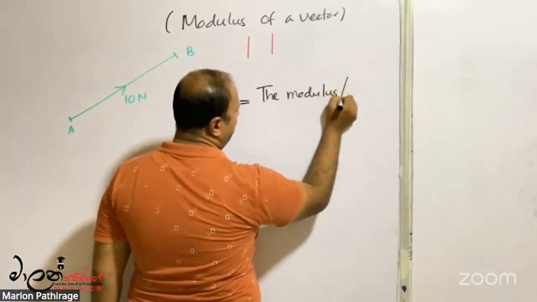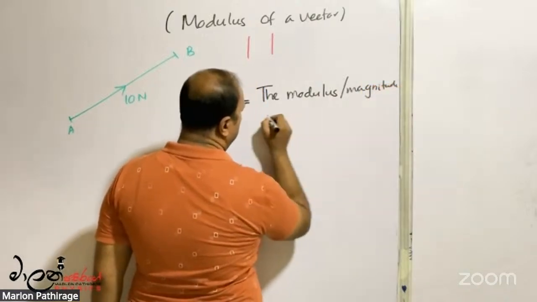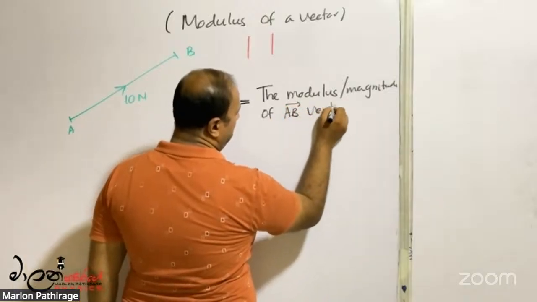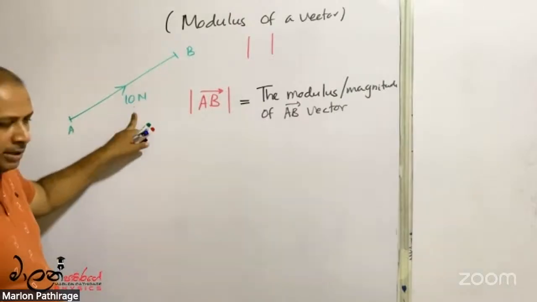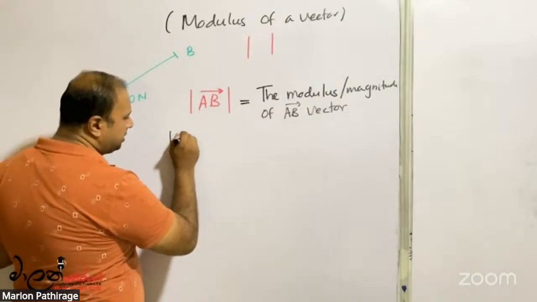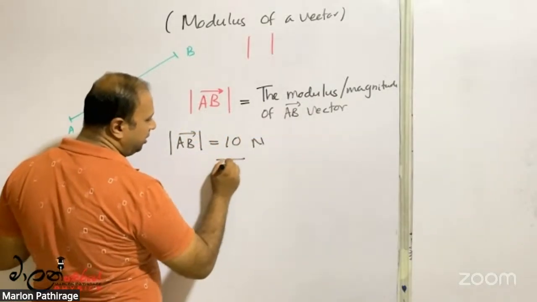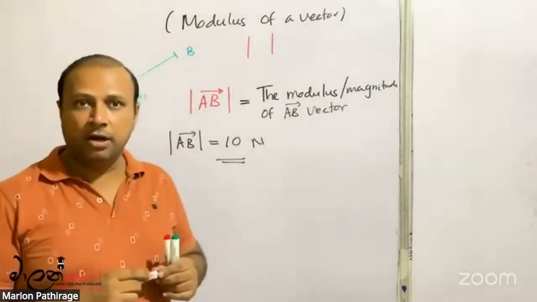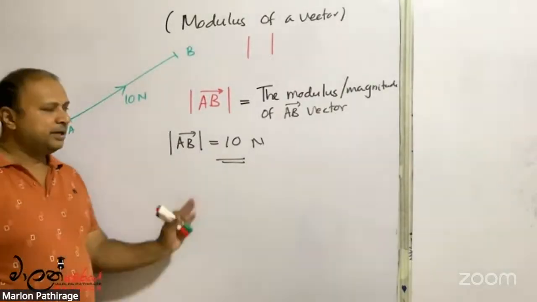Modulus or magnitude of the AB vector. You know the magnitude of the AB vector is 10 Newton. Therefore, the modulus of the AB vector is equal to 10 Newton. So this is the symbol of modulus. Okay, modulus means magnitude. Did you get my point?